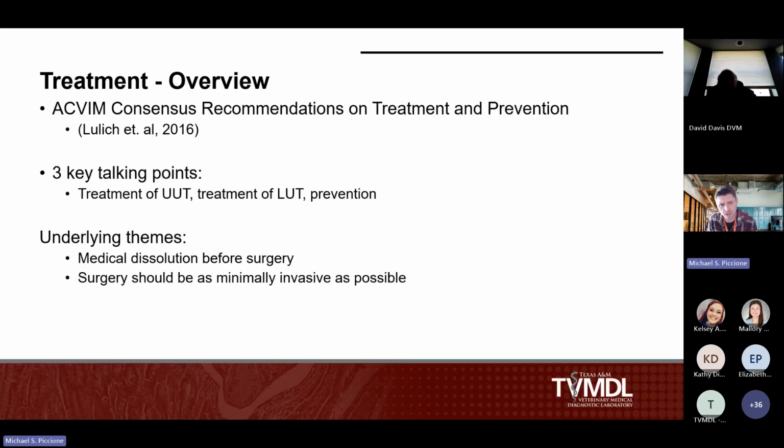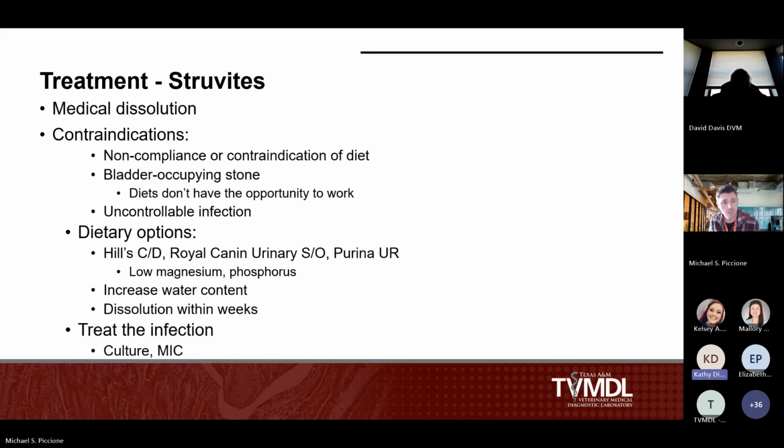If surgery is an option or if surgery is elected, please keep in mind that the gold standard here is to be as minimally invasive as possible. And naturally, we say that with any procedure we do, but specifically, I am emphasizing the type of procedure you do, because there are multiple approaches to surgically remove some of these stones that we may encounter in clinic. So first of all, with struvites, let's break down each one of these uroliths and how you can treat them.